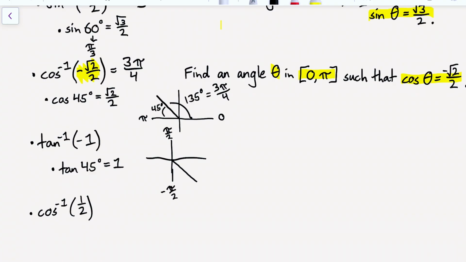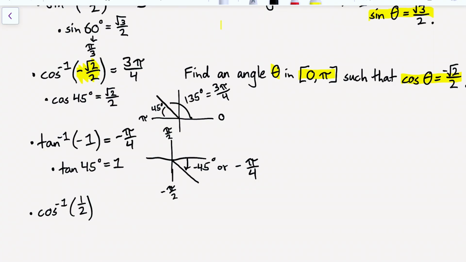negative 1. This will be a quadrant 4 angle, and it's measured as a negative angle. So it's measured directly clockwise from the positive x-axis, and this will simply be negative 45 degrees, or negative pi over 4. Our output value here is negative pi over 4.